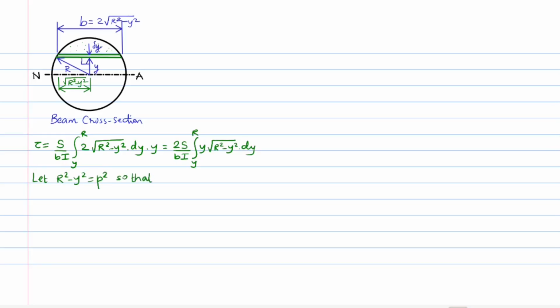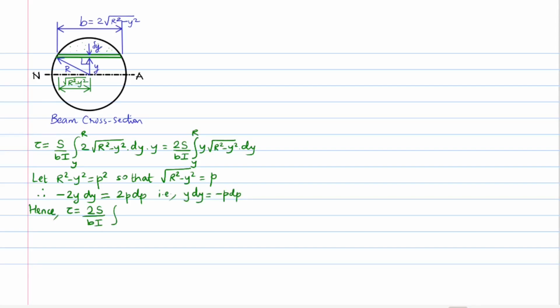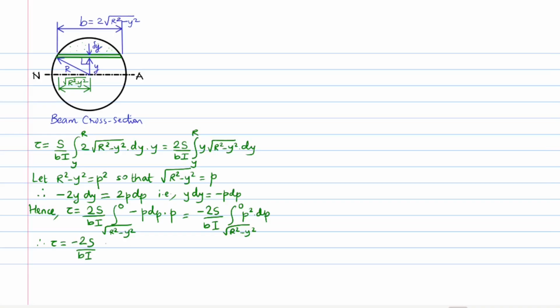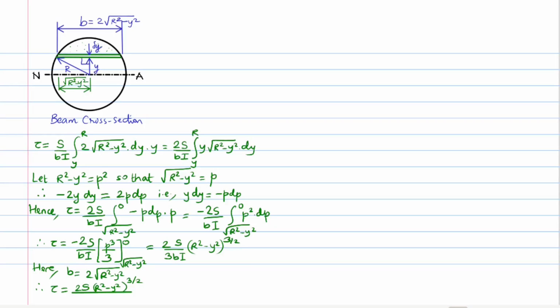We can substitute r square minus y square as p square to simplify our calculations of the integral parameters. We hence get the value of the shear stress as 2 over 3 times S over Bi times r square minus y square to the power of 3 over 2. As we know the width b as 2 times the square root of r square minus y square, the shear stress is simplified as S over 3I times r square minus y square.